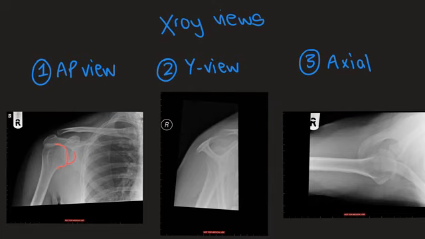The Y view is a lateral view in which you see the Y shape of the scapula. Anteriorly, you see the coracoid. Posteriorly, you have the acromion, and here you have the scapular body. Normally, you should see the humeral head lying directly on top of this Y shape. Lastly, on the axial view, you should see the normal congruency of the glenoid and the humeral head.